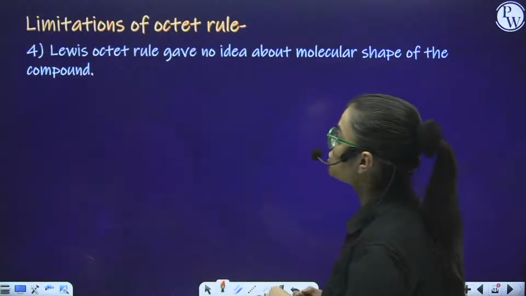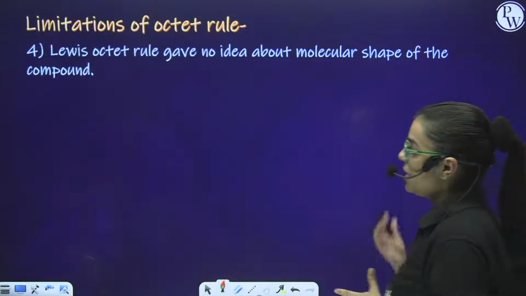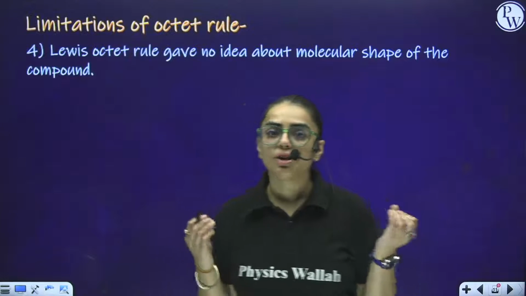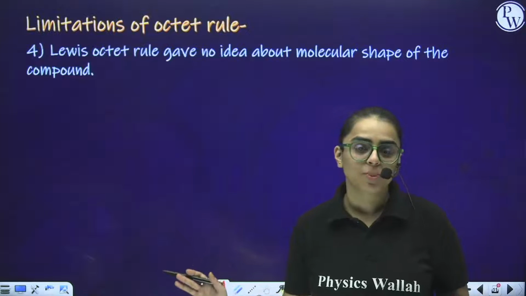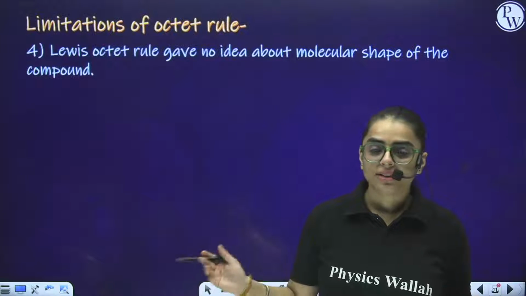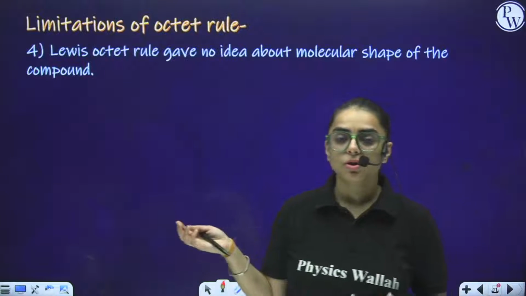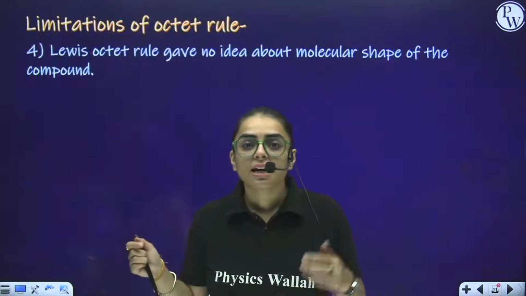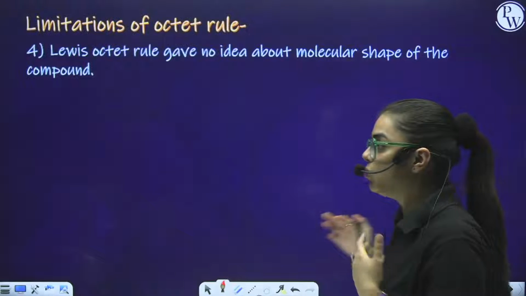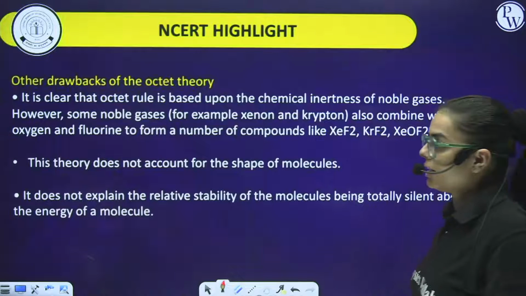Next limitation is that the Lewis octet rule gave no idea about the shape and the geometry. And one more limitation was that it said that inert gases cannot create compounds. But yes, we have seen they are creating compounds, XeF2, right? We have seen many cases. In the upcoming examples also, you are going to see compounds with xenon. So inert gases do create compounds. But according to the octet rule, they cannot, right, because they already have 8 electrons.